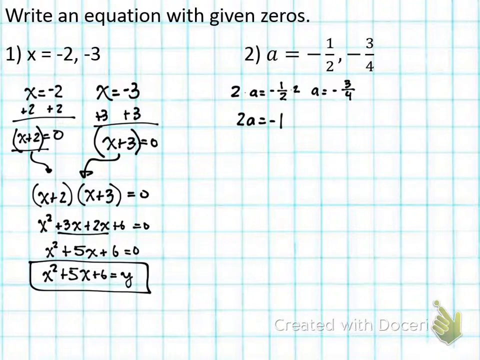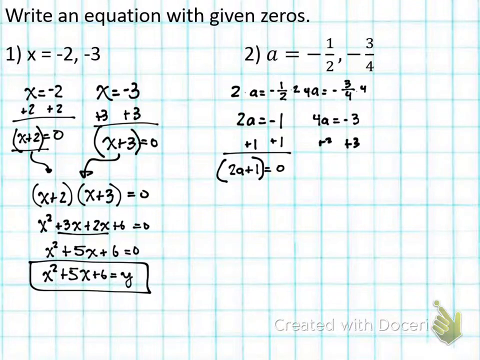And while I'm at it, I want everything on this right side to be equal to 0. So we're going to add 1 to both sides. So we got 2a plus 1 is equal to 0. On this right-hand side, we're going to do the same concept, except we're going to use different numbers. Multiply by 4 first, and then we're going to add 3. So we got 4a is equal to negative 3. Add 3 on both sides. So we got 4a plus 3 is equal to 0.